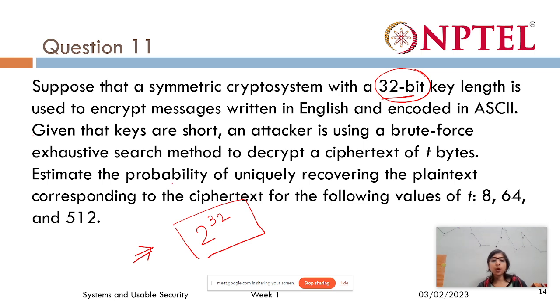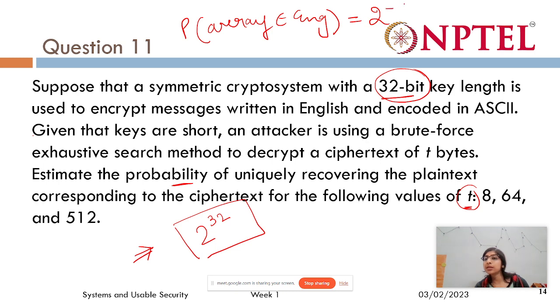Again, you are to estimate the probability of uniquely recovering, and the different values of t are given. This is very similar to the previous question. If you have understood, you will be able to solve this question to a great extent. And again, they want to encrypt messages written in English text. So earlier we have seen the probability that an array of t bytes belongs to English. How much probability was it taking? 2 to the power minus, this was the probability it was taking, right?